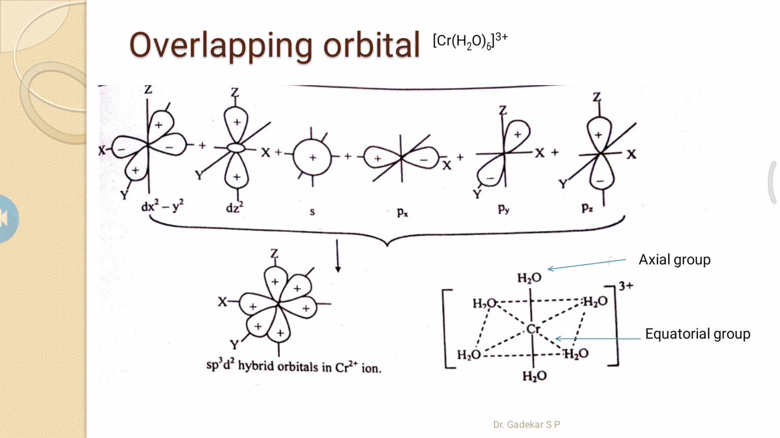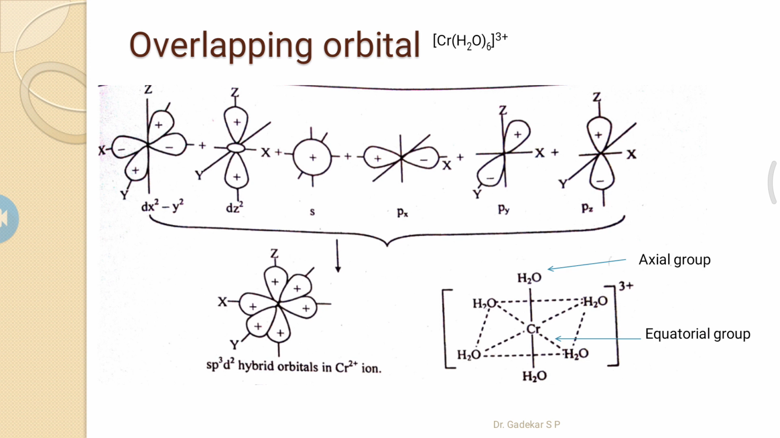the incoming water molecules occupy the orbitals to form an octahedral complex. This octahedral complex is shown in the figure. 2 axial water molecules and 4 equatorial water molecules occupy these positions. Okay, 2 axial and 4 equatorial water molecules form an octahedral complex.